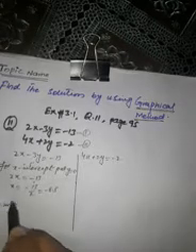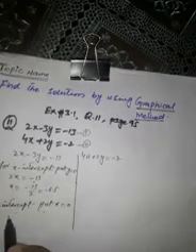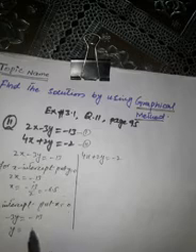Similarly, when you find the y-intercept, put x is equal to 0. When you substitute x is equal to 0, it is minus 3y is equal to minus 13. So y is equal to 13 by 3.